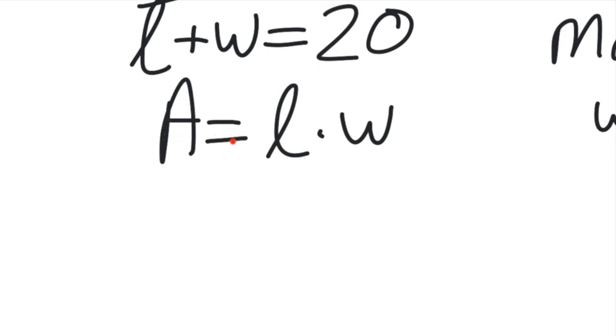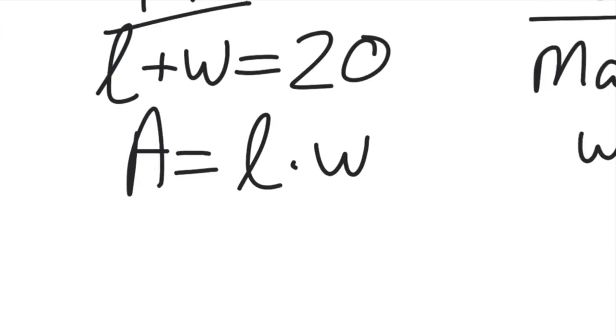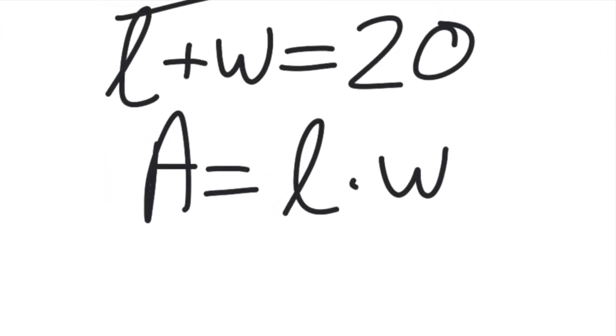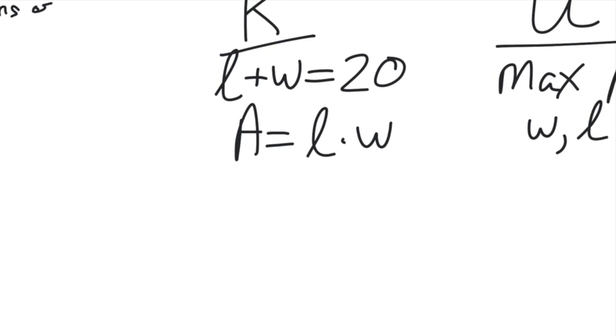The only problem with that is that we've got two variables and not one. We need to get it down to one. Well, I know we can use this other fact here. Part A says express the area as a function of length. And so it's almost there. Like, look, it's area as a function of length. But what's this W? We've got to get rid of it. How are we going to get rid of it? We're going to use the other known that we have.